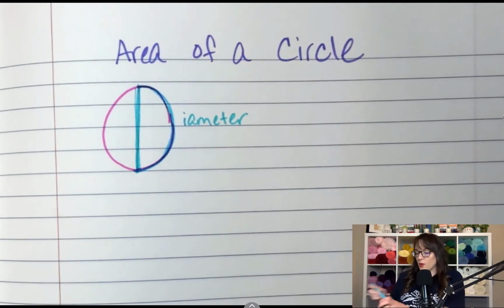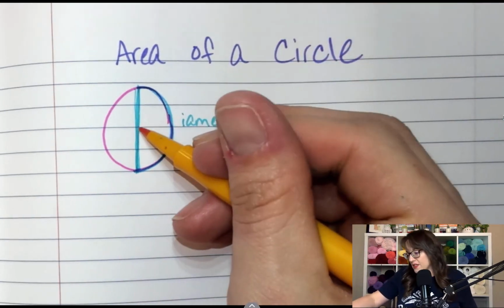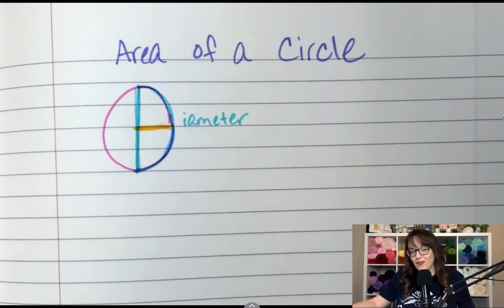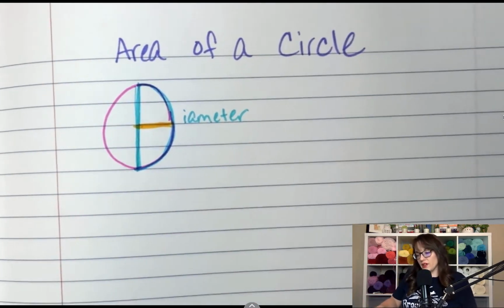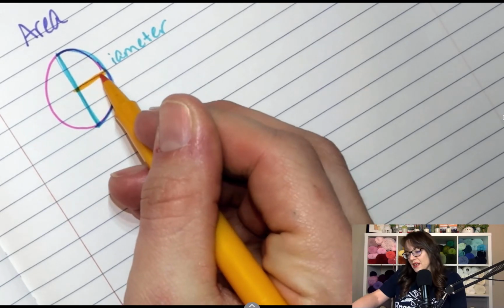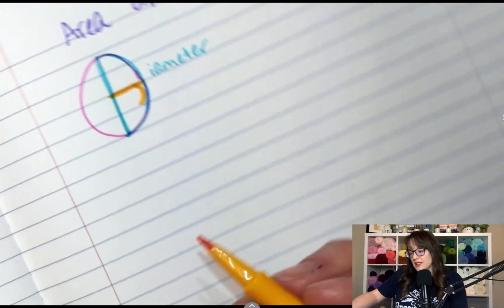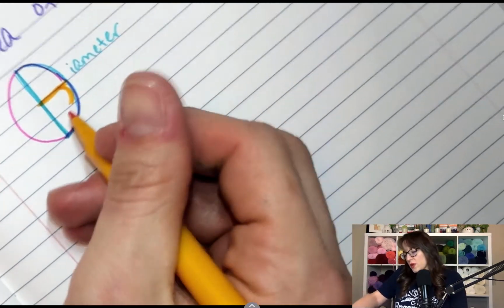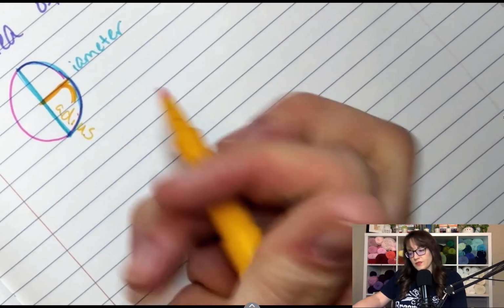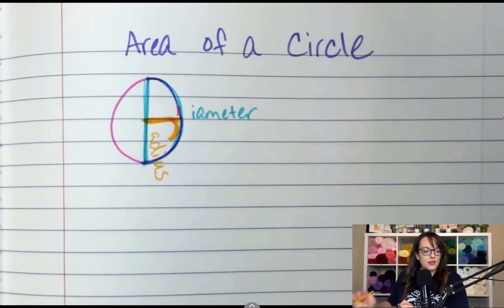Okay. The radius starts at the center and then goes to the edge. So it's half of the diameter. And if you turn your paper like this, you can kind of imagine that and then it kind of comes across like this. So that's radius. So radius is this one. Diameter goes all the way across.